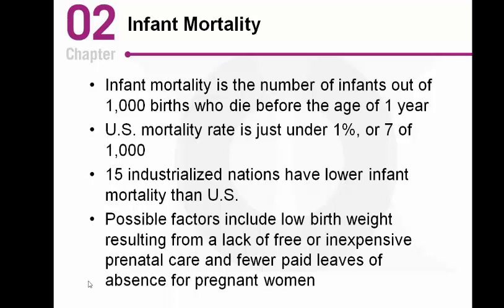Our mortality rate for infants is 7 out of 1,000, so just under 1%. Which, I mean, any death here is tragic. There's not a number here that's going to be acceptable or okay unless that number is 0. But what we do see is that for an industrialized nation, our mortality rate is higher than some other industrialized nations. So there's work to be done here.